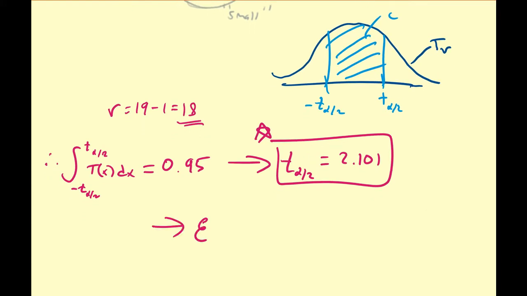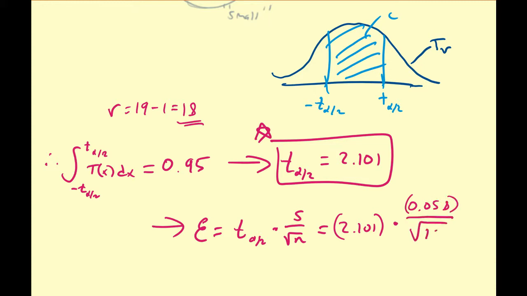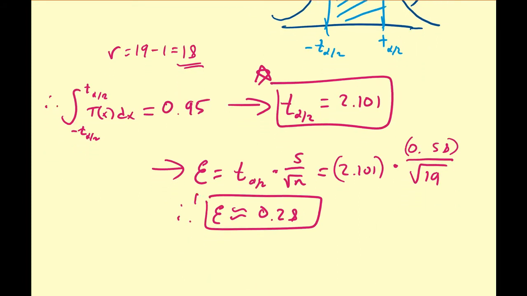So this is an important piece of information. From here we can calculate our margin of error, which is t alpha over 2 times s divided by the square root of n, which, once you plug everything in, is 2.101 multiplied by 0.58 divided by the square root of 19. Misprint, there's no extra 0 there, so 0.58. And that's going to be approximately equal to 0.28. So that is the margin of error.